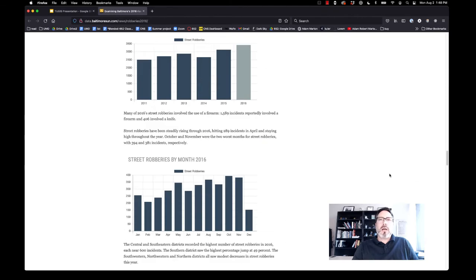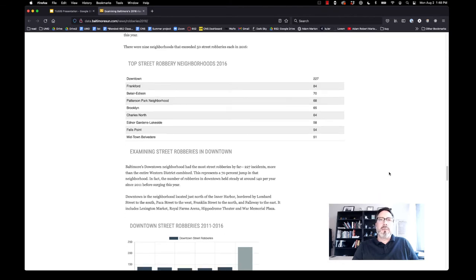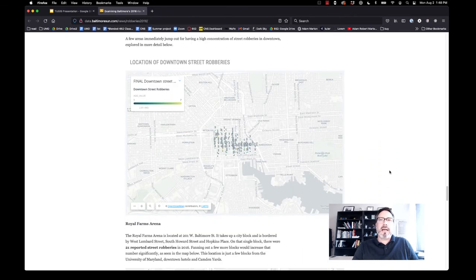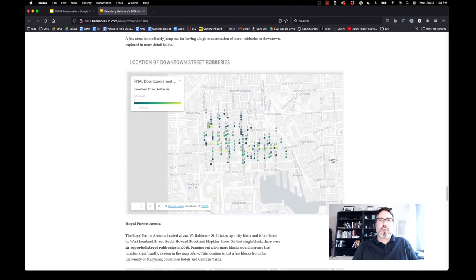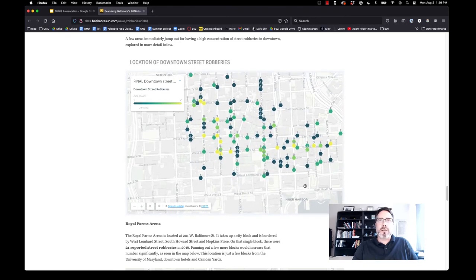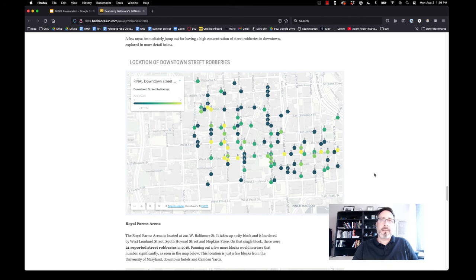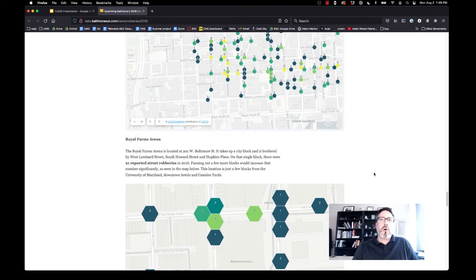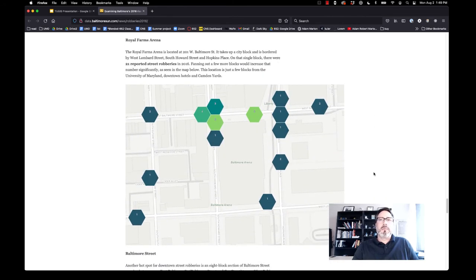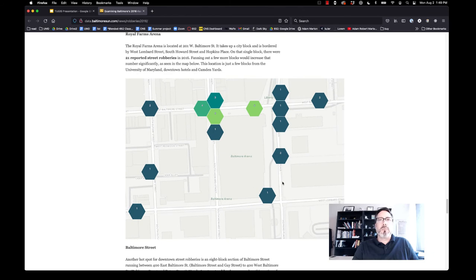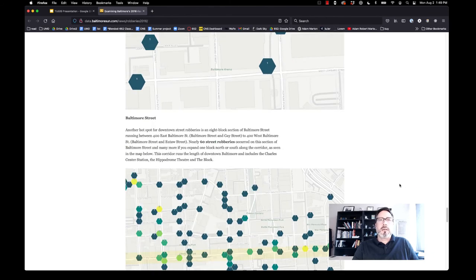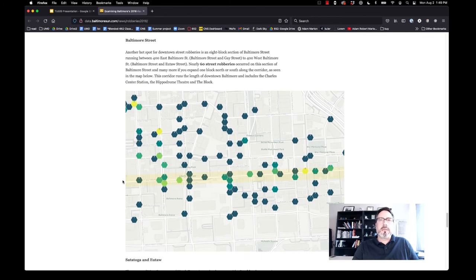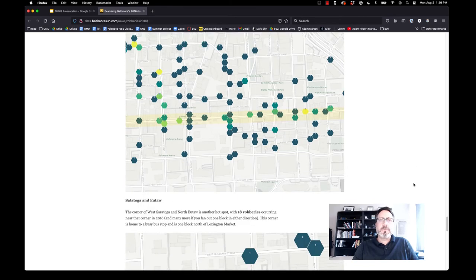Looked at street robberies, found out that a lot of street robberies were happening downtown. So made this map looking at all the robberies downtown and where they had happened. And we see a lot of robberies happening in the same place over and over again. A lot of robberies happening right around the Baltimore Arena. A lot of robberies happening in the proximity of Baltimore Street.